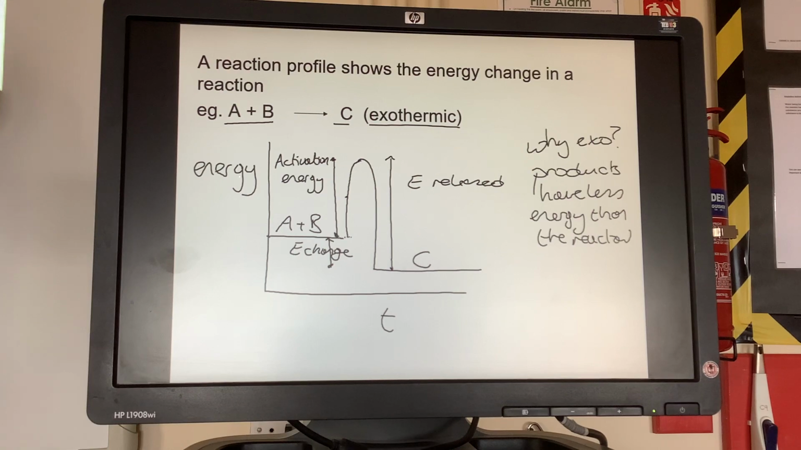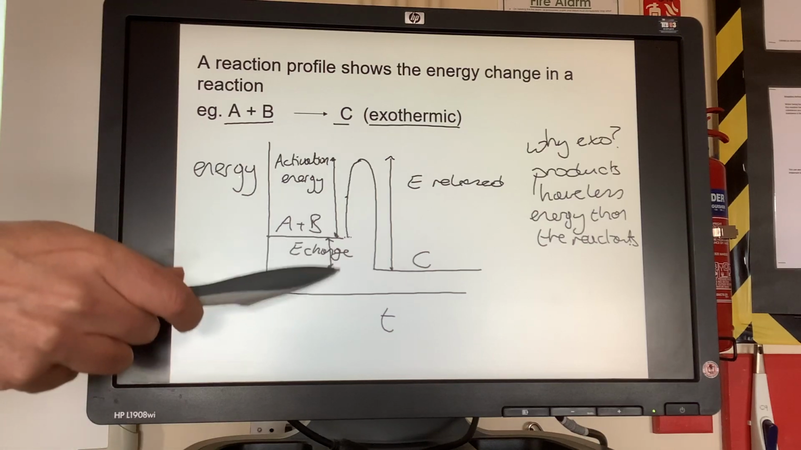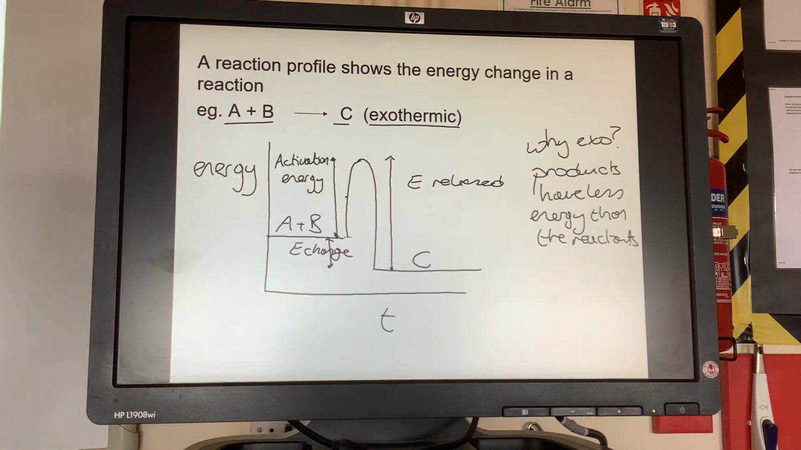Where has the energy gone? Where has that energy gone? The energy change here. Where has it actually gone, that energy? It's gone to the surroundings. And what will probably happen to the surroundings? They'll heat up.